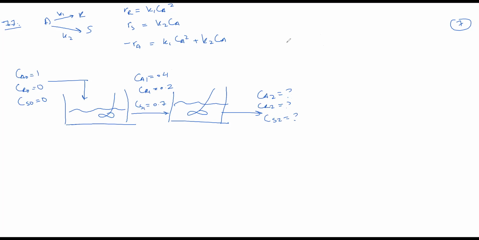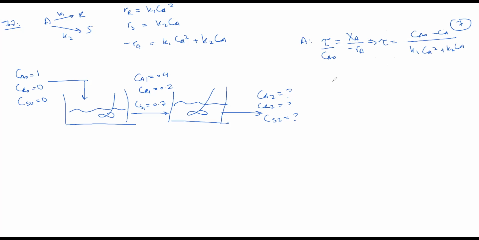Again, for this type of system, look at your performance equation for a CSTR in terms of A, R, and S. In terms of A, your performance equation will be XA over minus RA, which is basically tau over CA naught. So basically your tau will be equal to CA naught minus CA over K1 CA squared plus K2 CA.